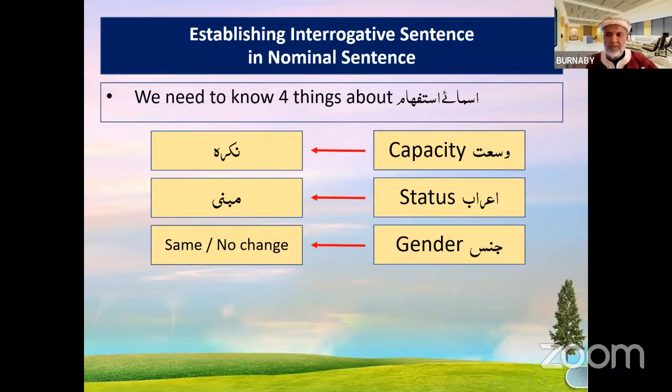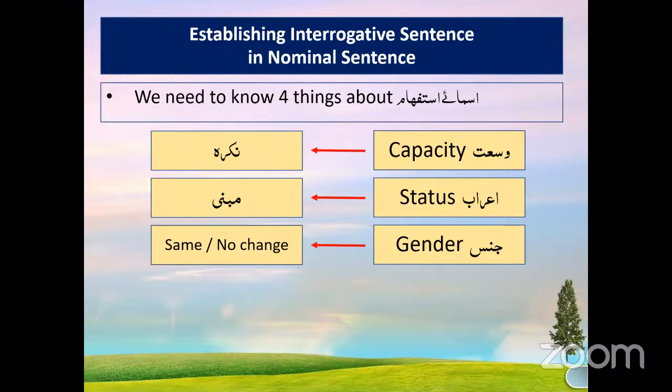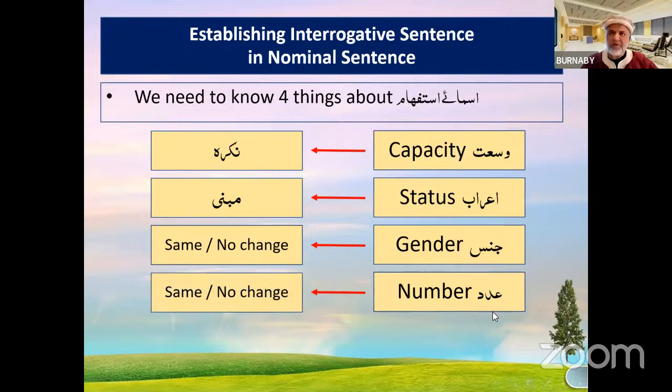So when we say jins, we don't care. They don't change. For example, for male or female, we can use the same one. It's not going to matter. Is that clear? Similarly, number is not going to matter. We can use it for singular, dual, or plural. They will still stay the same. Remember in the previous examples, whenever we use dual, we need to bring the dual. And whenever we use the jama, then we have to bring the jama. If you're talking about muannas, we have to bring muannas.